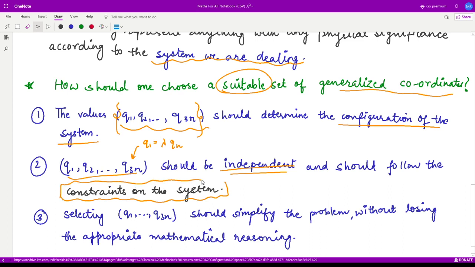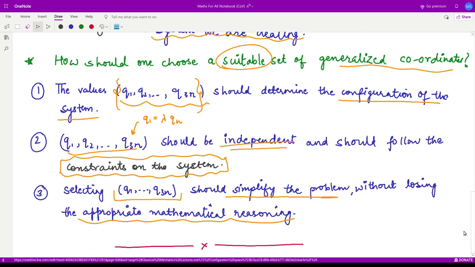Now, what are the constraints on the system? This should be the topic of our next video, right? We'll understand them in the next video. As of now, you just understand that these coordinates should follow all the rules of the system, right? Moreover, you should select the coordinates such that they simplify the problem without losing the appropriate mathematical reasoning which they define, right? So that is it for this video.